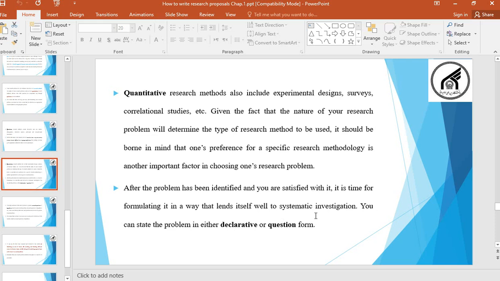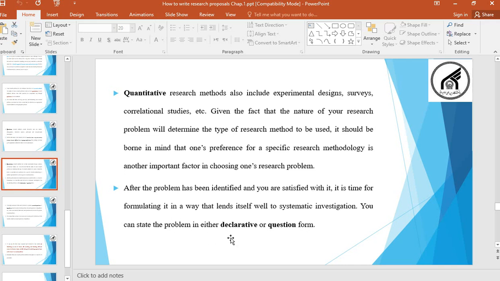Everything should be made clear. What kind of participants do you have? How old are they? How many of them do you have? Or how you're going to collect the data? You can state the problem in either declarative or question form.